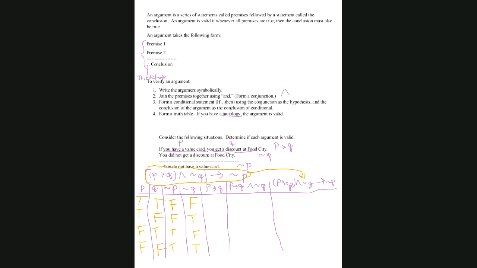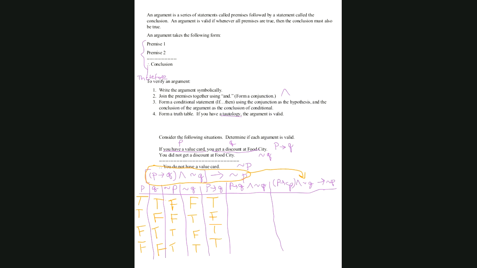Now remember, this is a conditional. If P then Q. The only time that if P then Q is false is if P is true and Q is false. Okay? So P and Q are both true here, so if P then Q is true. Here I have P is true and Q is false, so that's false. Here I have P is false and Q is true, so that's true. Here I have P is false and Q is false, so that's true.